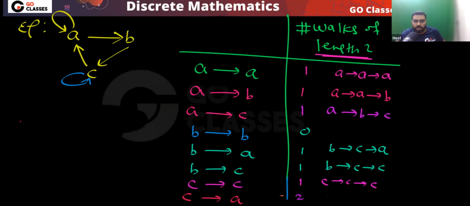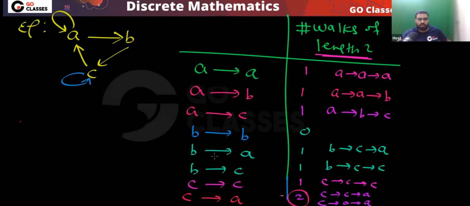What you can do, either you can go from C to C, then you can go to A, or you can go from C to A, then you can go to A. So there are 2, yes or no? Either you can do CCA, or you can do CAA. There are 2. So that is the reason you can notice here you are getting the value 2.